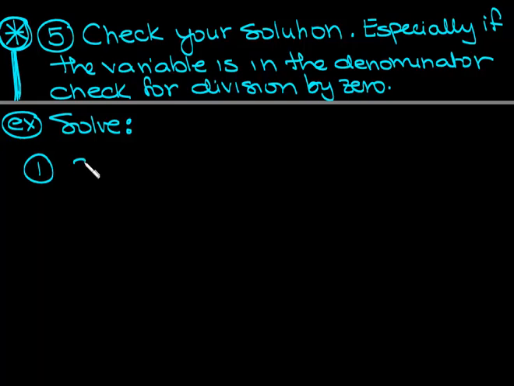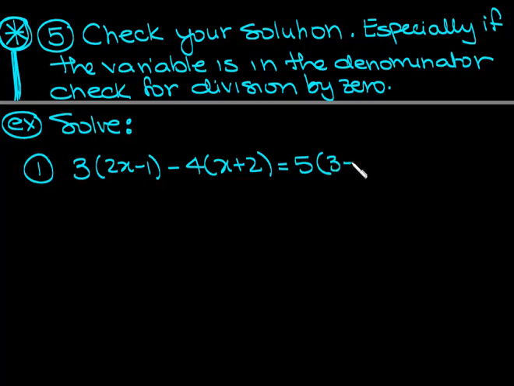So let's look at the first problem. Let's say I have 3 times (2x minus 1) minus 4 times (x plus 2) is equal to 5 times (3 minus x). I want to solve this equation for x. So let's do that. The first thing is get rid of all my parentheses, so I'm going to go ahead and distribute here.